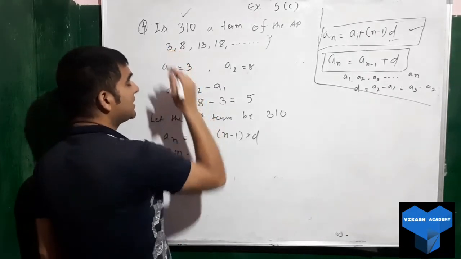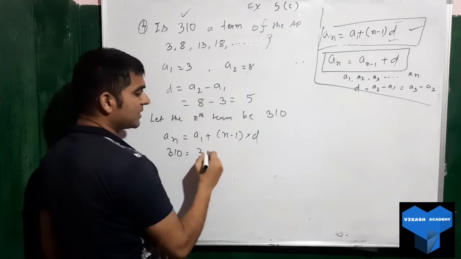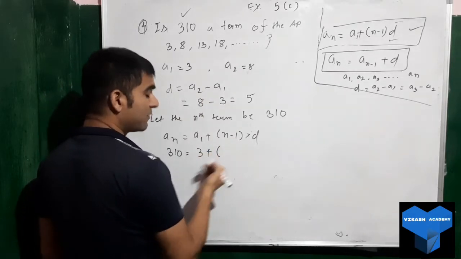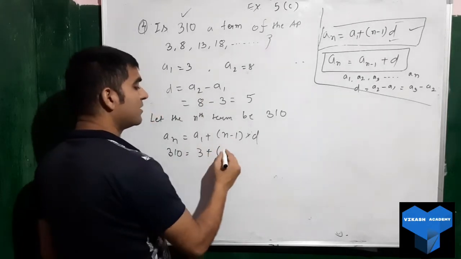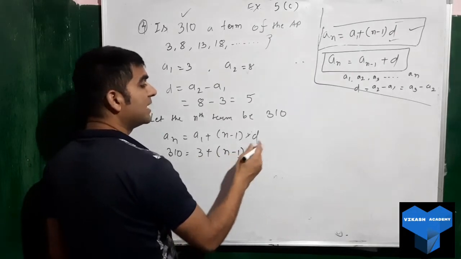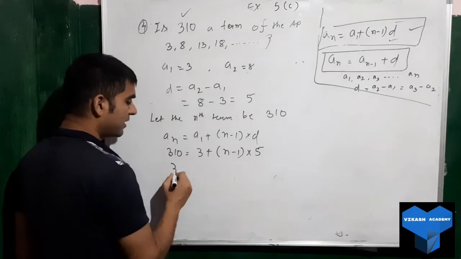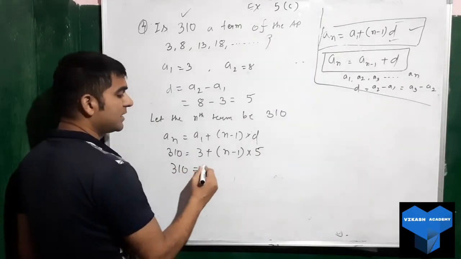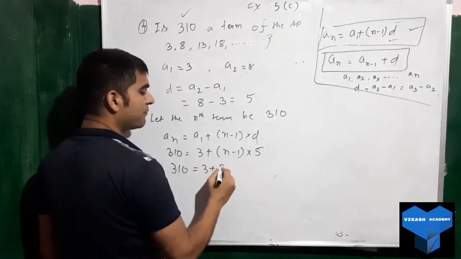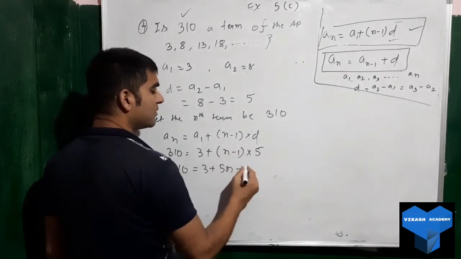You have here a1 is 3. Write down 3 plus n, we have to find n, so it will be n minus 1 times d. How much will d be here? 5. We will write down 5. Now 310 equals 3 plus 5 into n, which is 5n, and 5 into minus 1 will be minus 5.